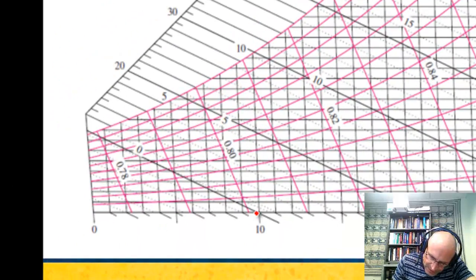10 degrees, so I'm down here. Here's my 10 degrees, and I'm at 70%. So I'm going to go up to the 70% line, which is this point right there. So there's where my inlet condition is, and we can read all of our values off of that.